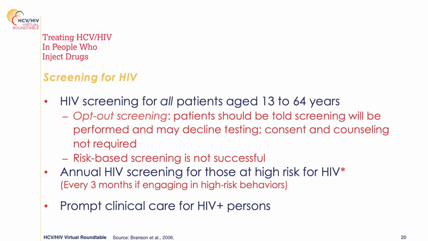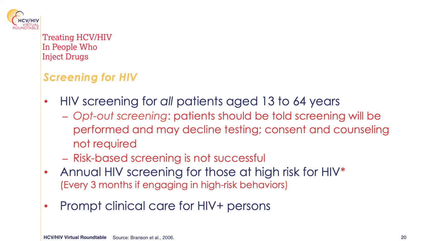In terms of screening, it is recommended by the CDC since 2006 for all individuals between the ages of 13 to 64 to have at least one HIV test. And we call this opt-out screening now, where patients should be told screening will be performed, but they may decline testing, but you don't have to ask for official consent and provide prevention counseling before you do the testing.